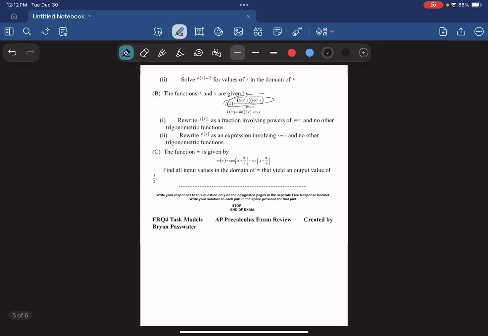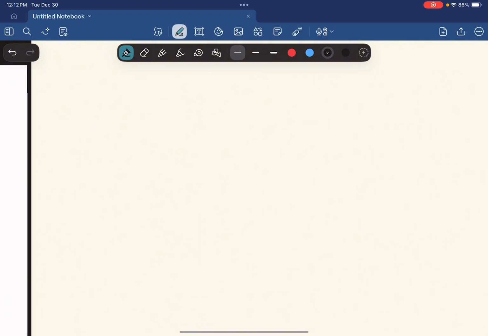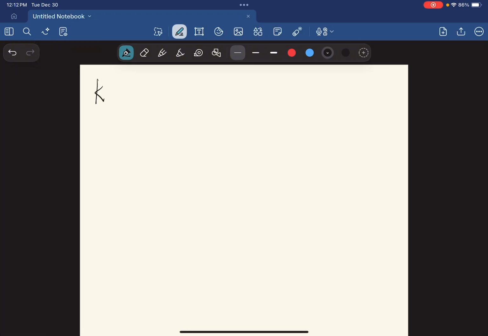Okay, next one asks you to write the bottom one, k of x, as an expression using only cosine and nothing else. And this one's actually pretty easy. This one is k of x equals sine 2x times sine of x, right?